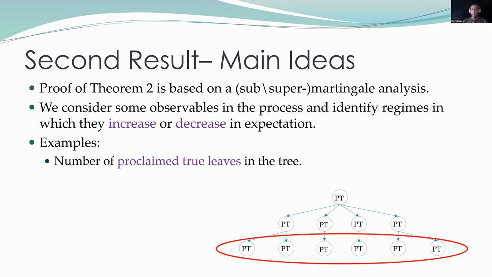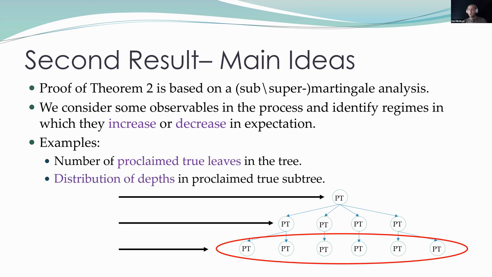Another example is the distribution of depth, at least for proclaimed true nodes. How many proclaimed true nodes do you have at each level, and then we weight it accordingly so that we can make some sense of it.